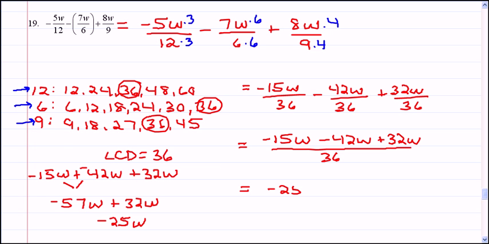So that I have negative 25w over 36. And if you wrote the prime factorization of each number, you would not have any common factors, so this is the final answer.